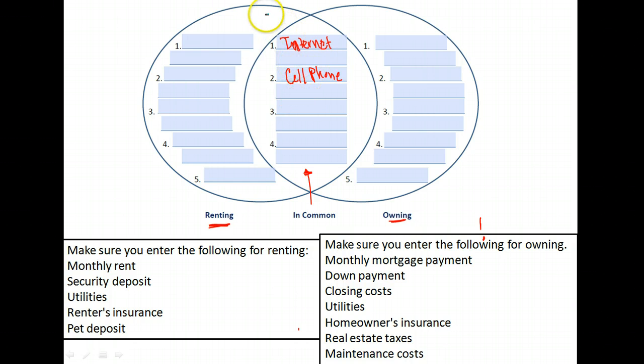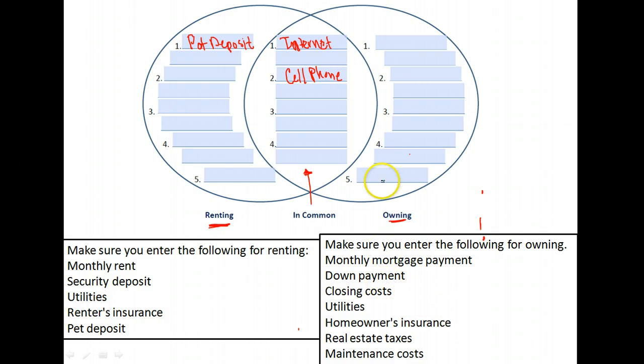Okay, but something that's just for rent would be a pet deposit. Now, if you own a home, more than likely you're not going to have to pay a pet deposit because you own that home and you're not going to charge yourself for having a pet. The only difference there would be if you lived in a neighborhood maybe where you had to pay a little extra to the homeowners association to have a horse or something.